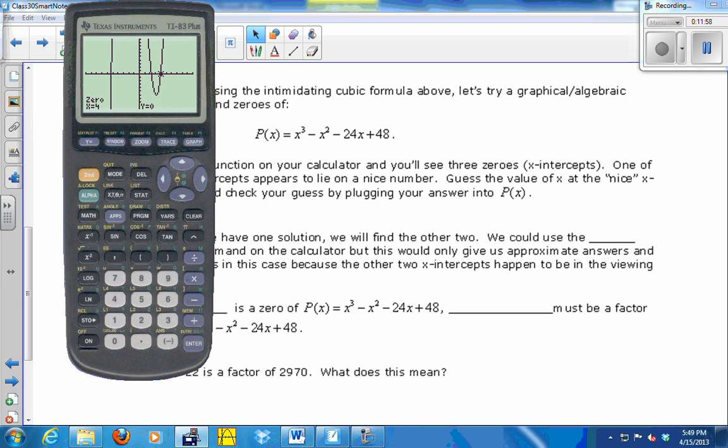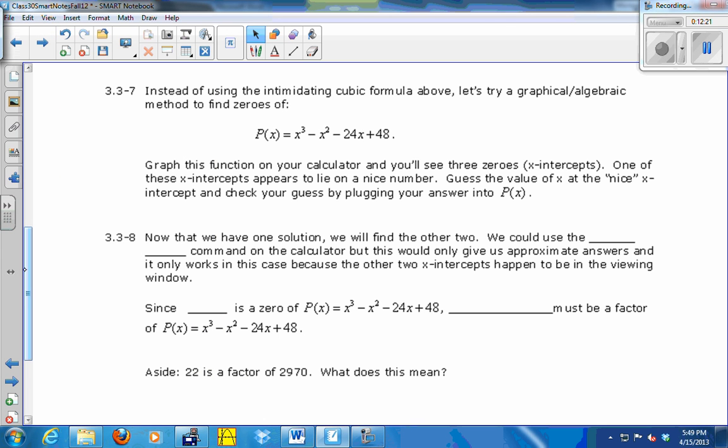Okay. So one of them goes through a nice whole number. So it looks like 4. We can double check it. Or if instead of having the calculator find it, we just looked at that and said, oh, looks like 4, we could check by going to our table, plugging in 4, and seeing if we get 0 for y. If that happens, then you know that it's definitely a 0. So x equals 4.